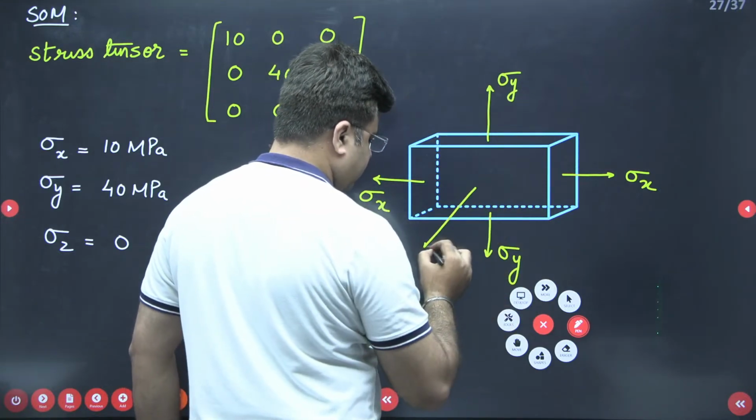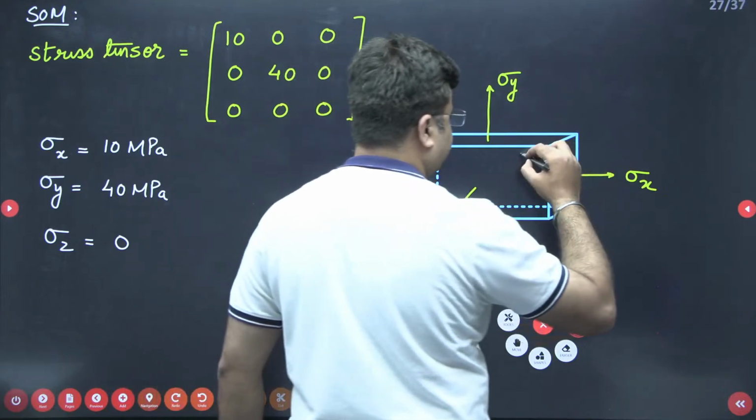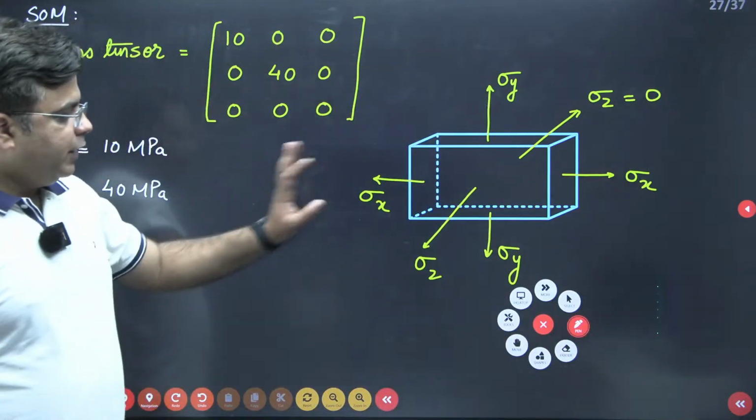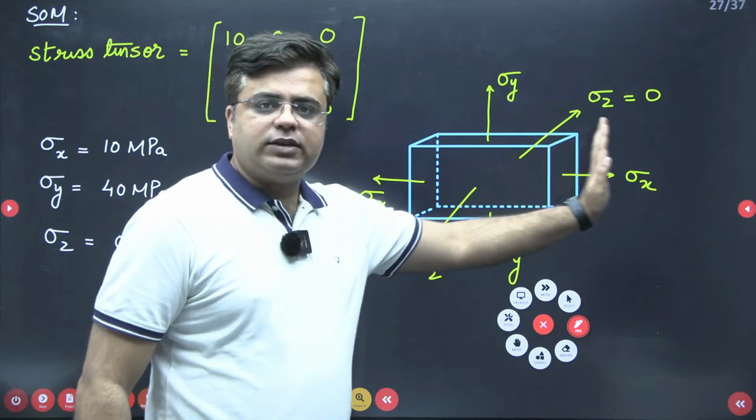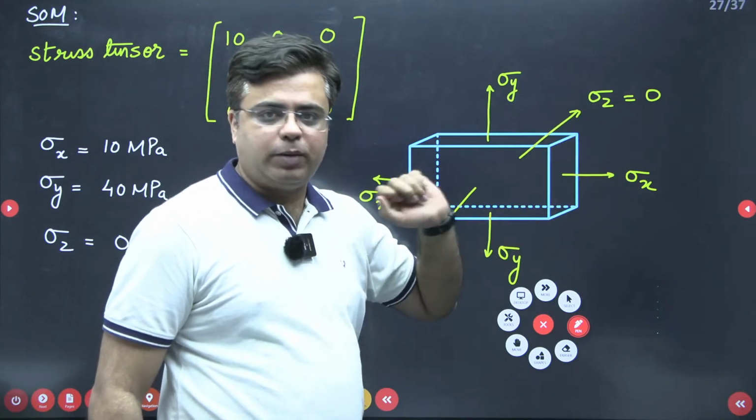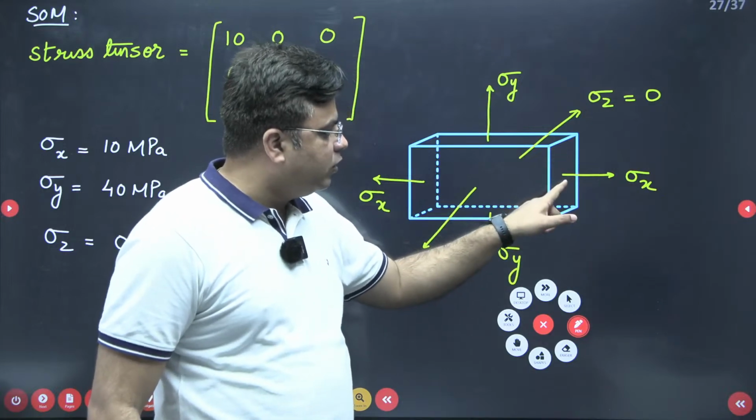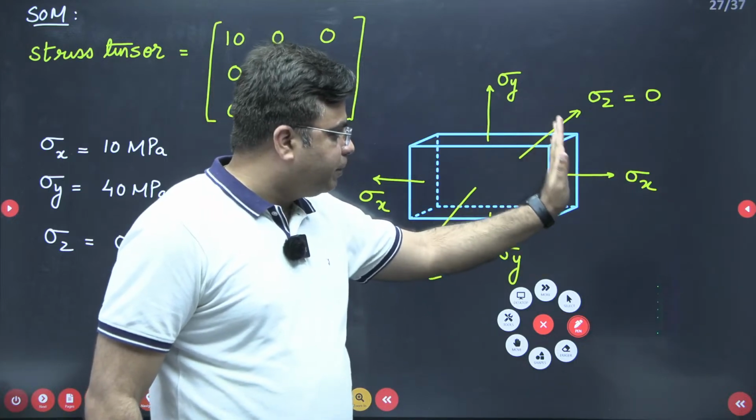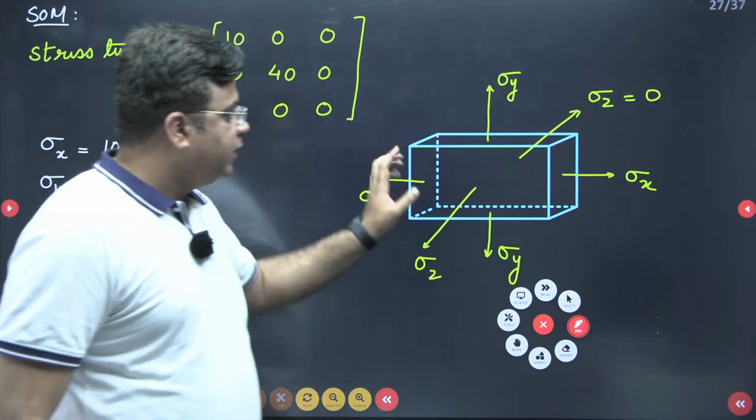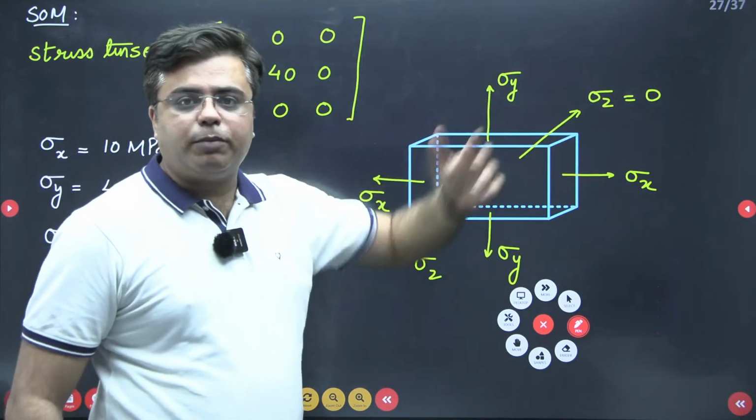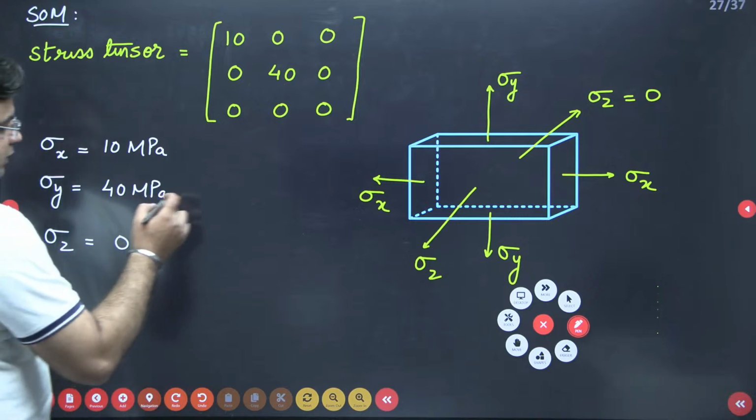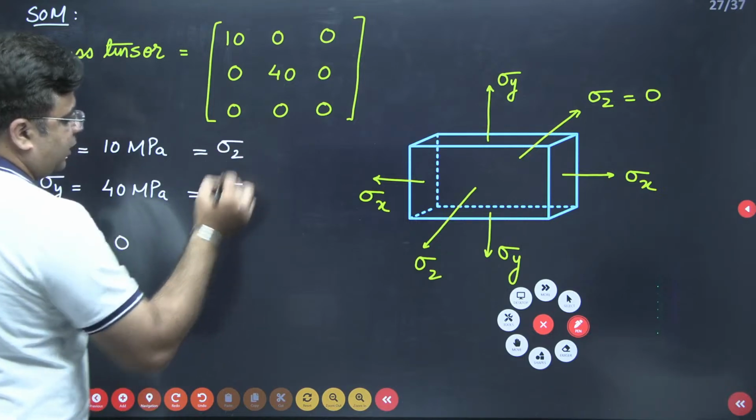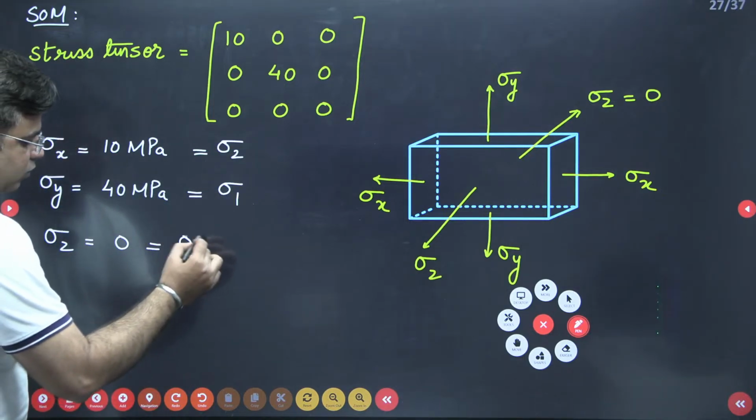And sigma z is equal to 0. This will be sigma z, and this sigma z is equal to 0. Now you can see here, if on a plane only normal stress is acting, then those planes are classified as the principal planes. And the normal stress acting over the plane are classified as principal stresses. So the normal stress on the principal plane are principal stresses. So you can see here, this sigma x and sigma y are nothing but your principal stresses. So I can write down this sigma y is my major principal stress and sigma x is my minor principal stress sigma 2, and this is equal to sigma 3.